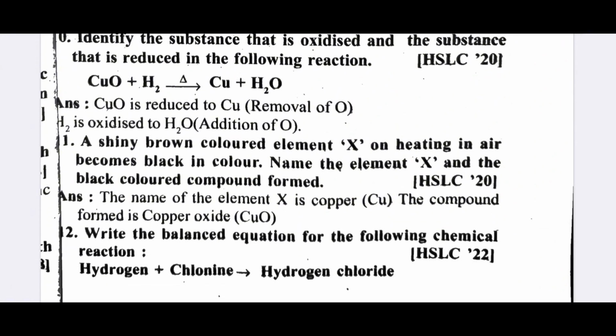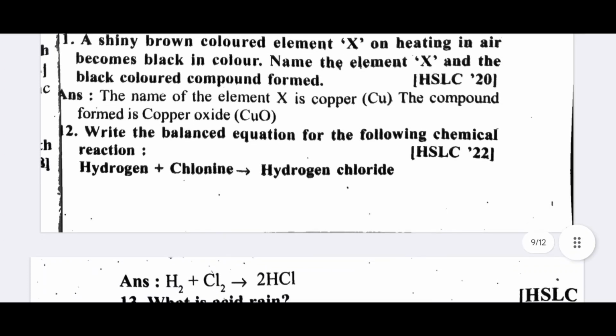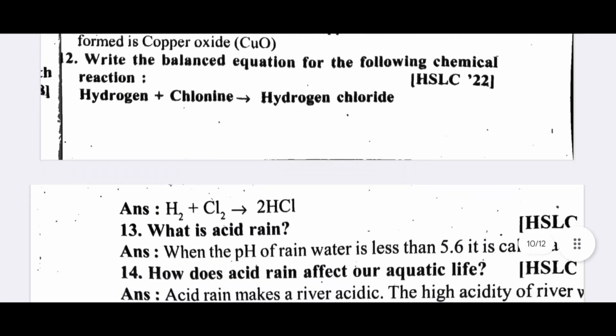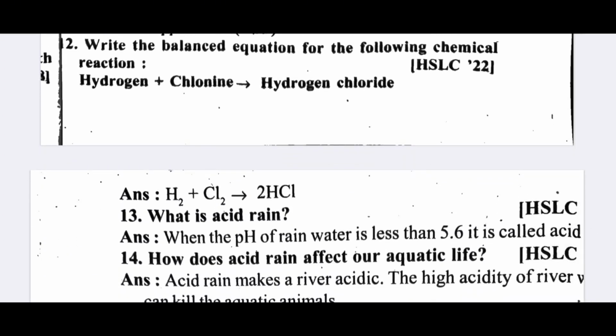Write the balanced equation of the following chemical reaction: hydrogen and chlorine. Hydrogen chloride: H2 plus Cl2 gives 2HCl. On the left hand side there are 2 hydrogen and 2 chlorine, and on the right hand side also 2 hydrogen and 2 chlorine.